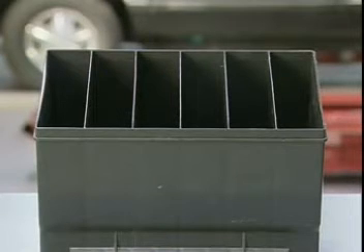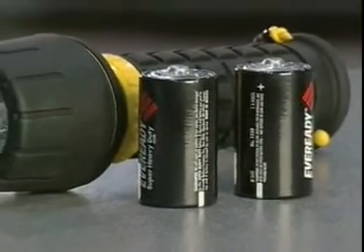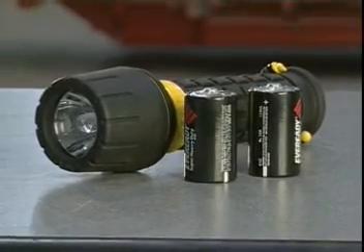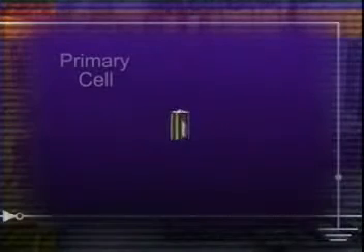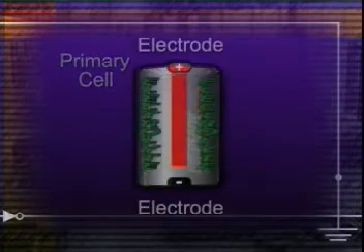Let's take a look at how batteries are classified. The simplest type of cell is called the primary cell. Primary cells are used in devices like flashlights. In this unit, two different conducting materials called electrodes are placed in a chemical solution called the electrolyte.